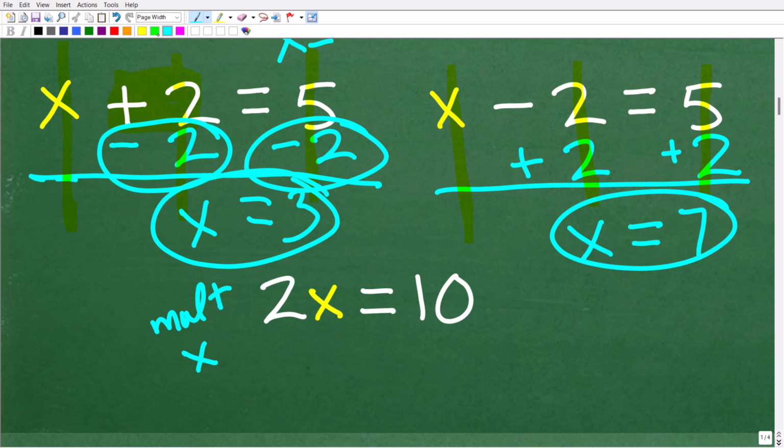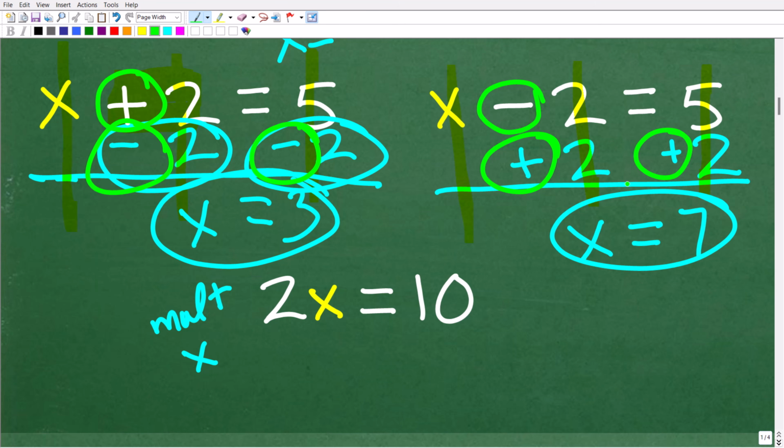Now let's kind of notice something here. Over here I had addition, right? So I had x plus 2. So what operation did we need to use to solve this equation? Well, we needed to use subtraction. Over here we had addition, so we needed to use the opposite operation, subtraction, to solve the equation.